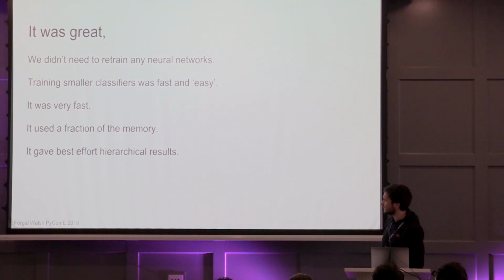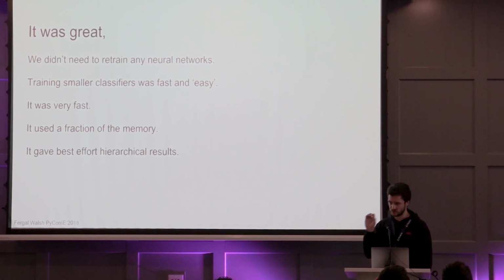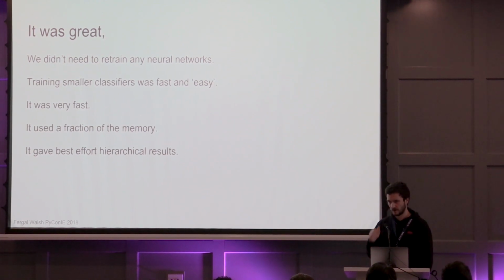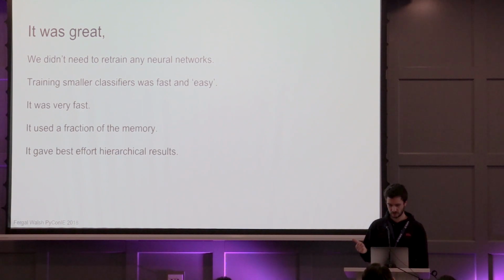And it gave best effort hierarchical results. So that meant that sometimes it basically said, okay, I'm pretty sure this is this genus, but I don't know what it is beyond that, which was more useful than saying, I'm pretty sure it's this species, but being wrong. So it kind of had an element of self-doubt in it, which was useful. So then we could say, okay, it's brought us down to genus level, then we will work out ourselves what the species is.